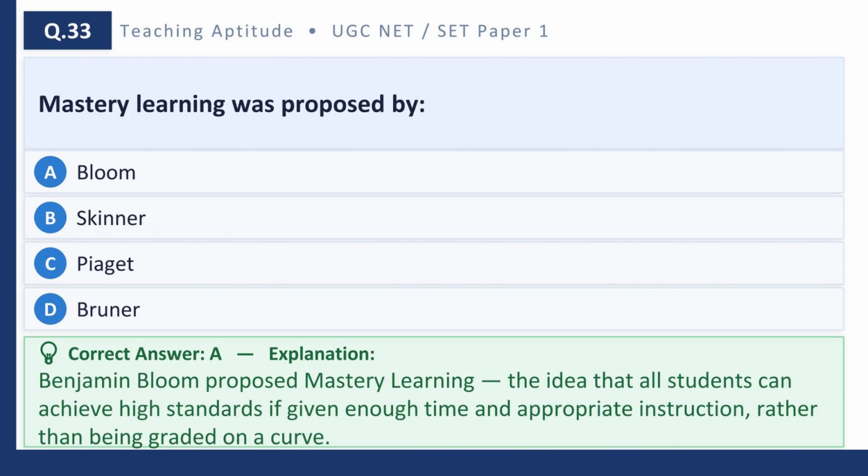Mastery learning is an influential concept proposed by Benjamin Bloom. He believed that almost all students can achieve high standards if they are given enough time and the right kind of instruction. Rather than grading students on a fixed curve, mastery learning focuses on giving every student the opportunity to fully grasp the material.